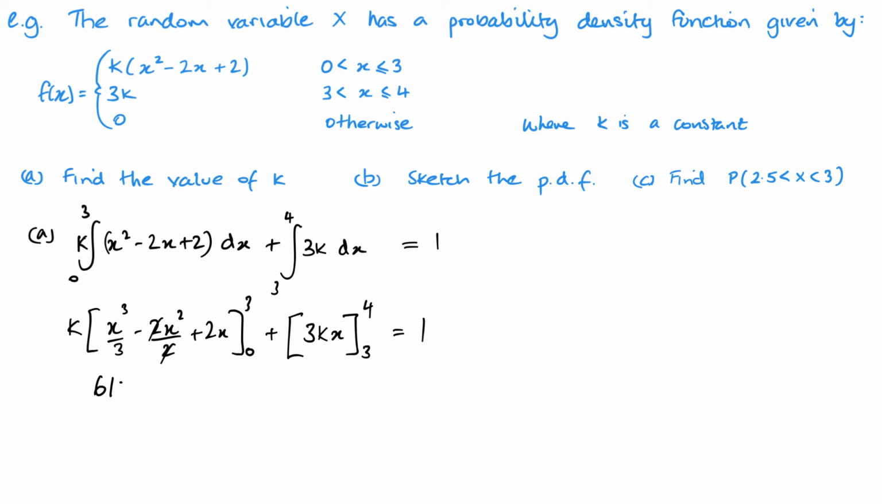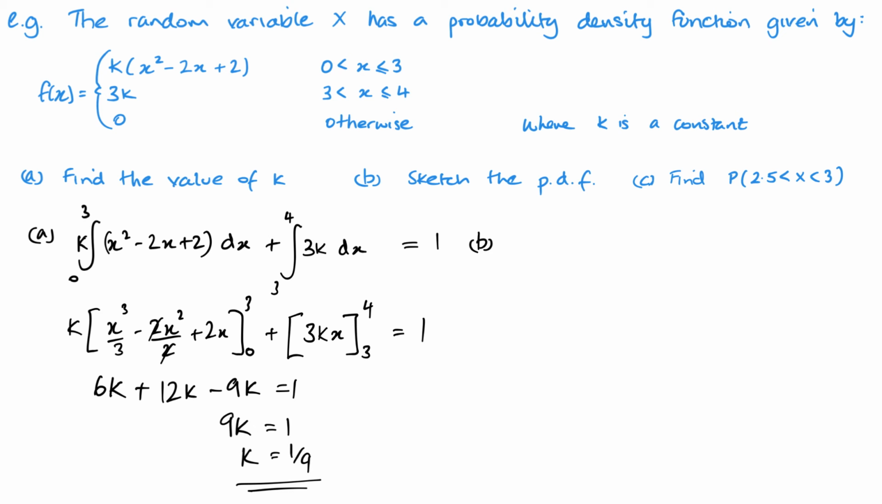So that's going to give me 9 minus 9 plus 6. That's going to be 6k plus, and then when I substitute 4 in here, we get 12k. And when I substitute the 3 in, we're going to get 9k. And of course that one is minus 9k, just because obviously it's the 4 minus the 3. So that's 12k minus 9k is 3k plus my 6k, so that's 9k in total, equaling 1. Therefore k must be 1/9.